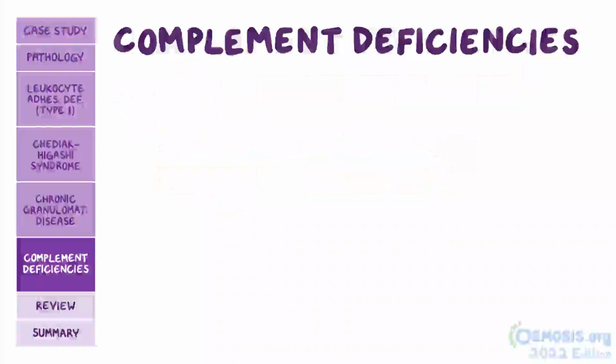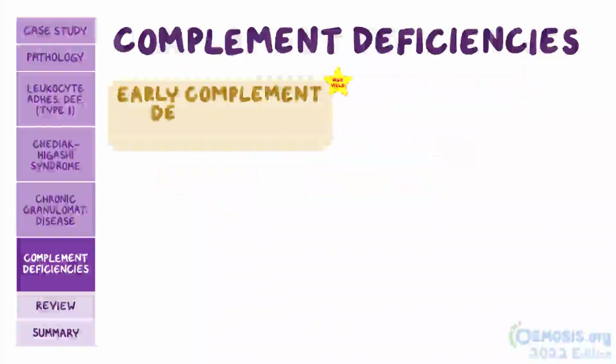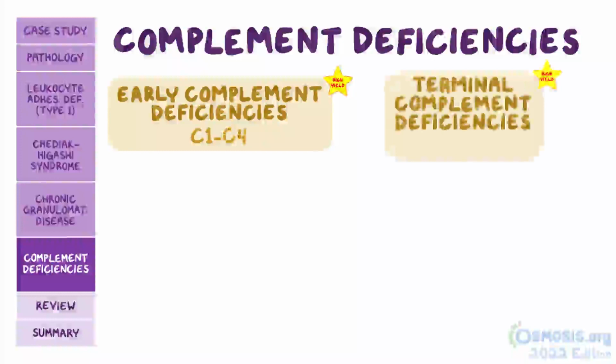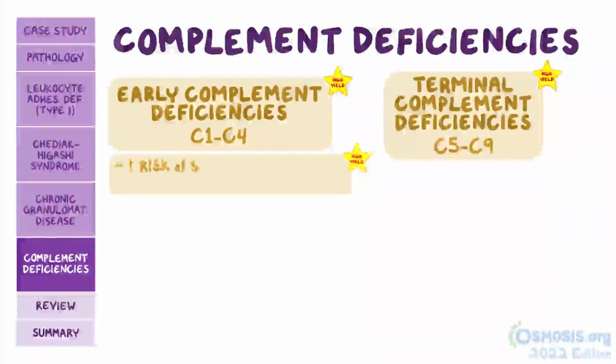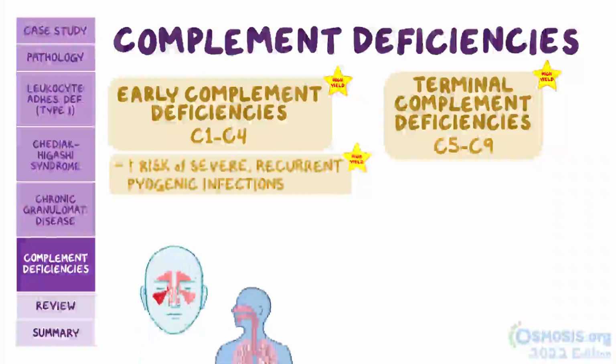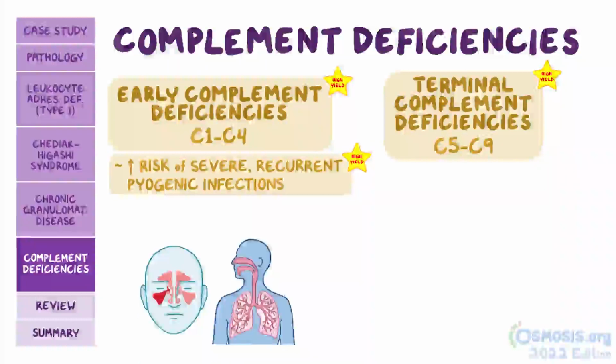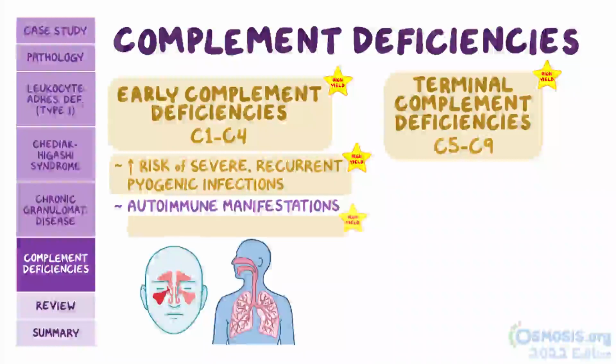So, complement deficiencies can be classified as early complement deficiencies when they involve C1 to C4, and terminal complement deficiencies when they involve C5 to C9. Early complement deficiencies are associated with an increased risk of severe recurrent pyogenic infections, mainly involving the sinuses and respiratory tract. In addition, due to the decreased clearance of damaged cells and immune complexes, these individuals often develop autoimmune manifestations, the most high-yield one being, again, systemic lupus erythematosus.